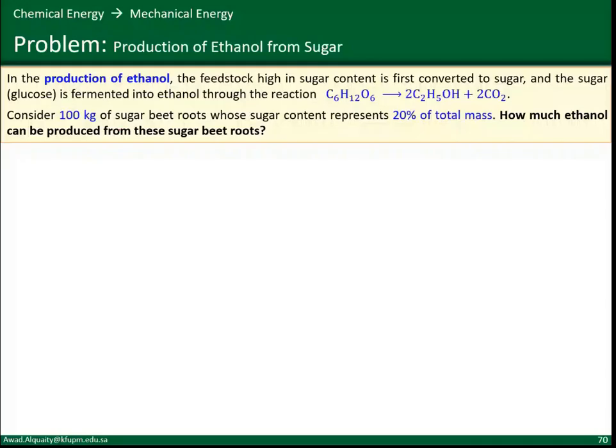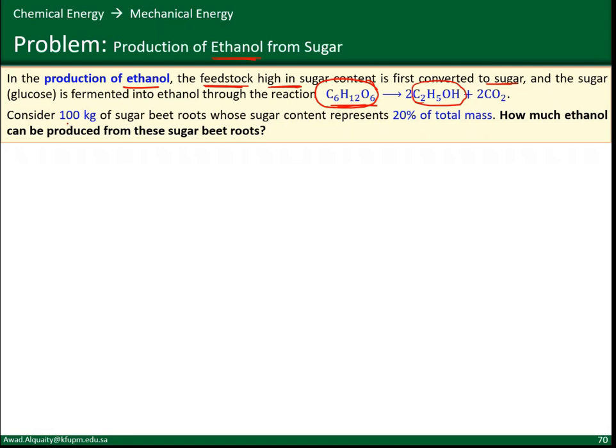So in the first problem, we're looking at how much ethanol, the most common biofuel, we can create from some sort of biomass that we have, something which has reasonably high sugar content. Here, we are told that for production of ethanol, we are dealing with a feedstock which is relatively high in sugar content, and this is first converted to sugar, which is glucose right here. The glucose is then fermented into ethanol, C2H5OH, through this reaction.